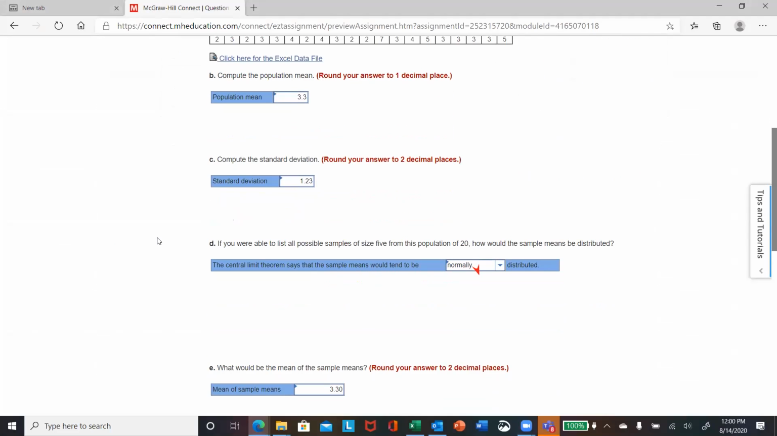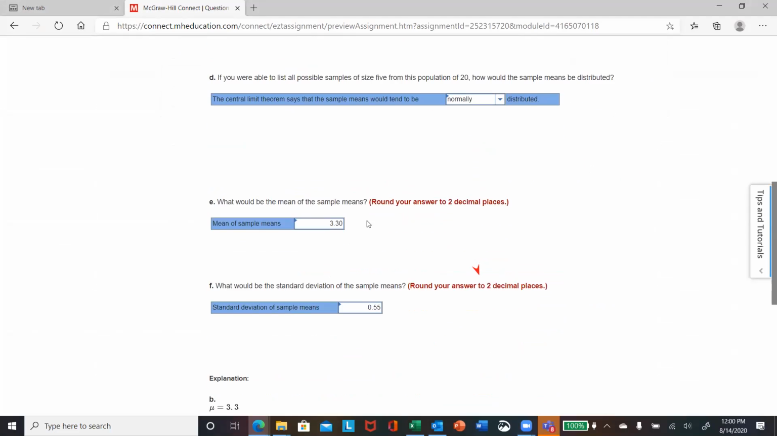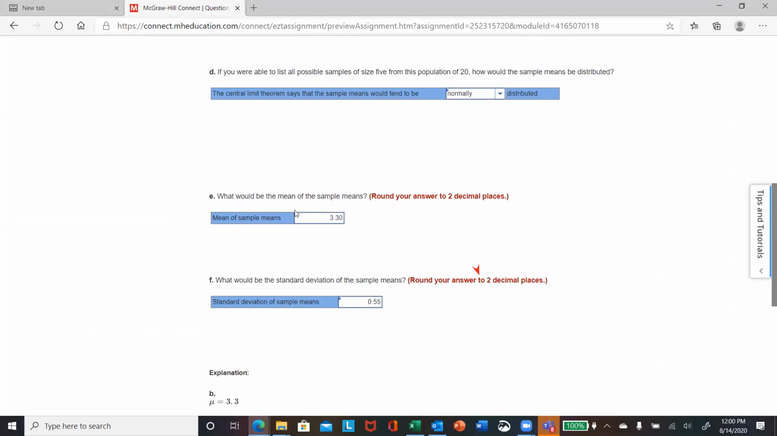So then in this chapter, they do introduce the concept of sample size. On part D, it says if you were able to list all the samples of size 5 from this population of 20, how would they be distributed? The central limit theorem would say it would be a normal distribution. Part E says what would be the mean of the sample means? Well, all we know is we got 3.3 as our mu, so that would be our estimate.